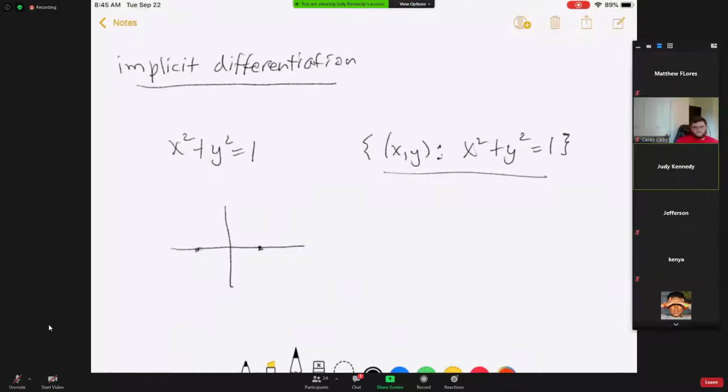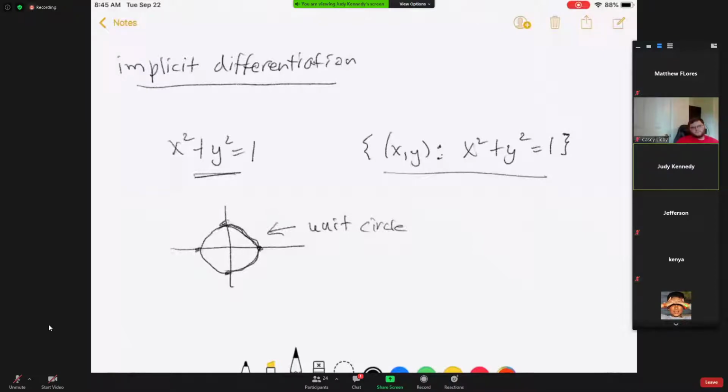So the set of all points in the plane that satisfy this equation is called the unit circle, because it's a circle with its center at the origin, and all the points on the circle are at a distance of 1 from the origin.